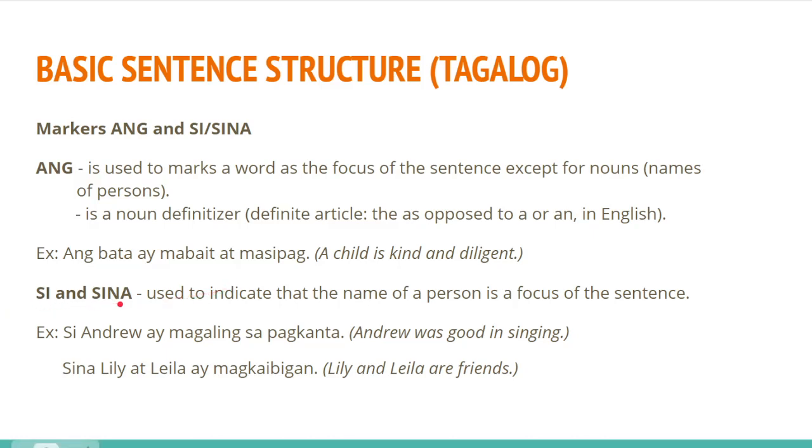How about "si" and "sina"? "Si" is only used for singular, and used to indicate that the name of a person is the focus of the sentence. So more on the name of a person. First, "si" is singular. "Si Andrew ay magaling sa pagkanta." Andrew was good in singing. While "sina" is plural. "Sina Lily at Lila ay magkaibigan." Lily and Lila are friends. Again, "si" is singular, "sina" is the plural form. So these are the markers.